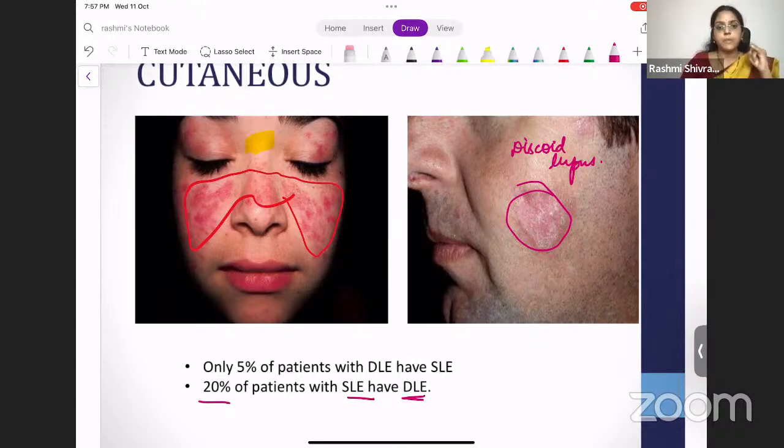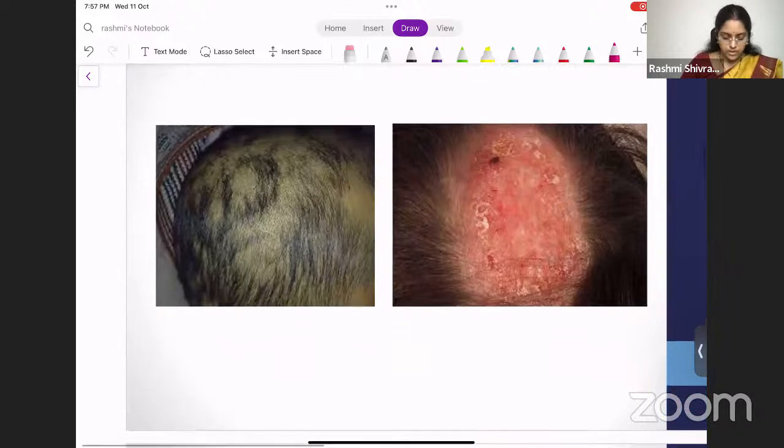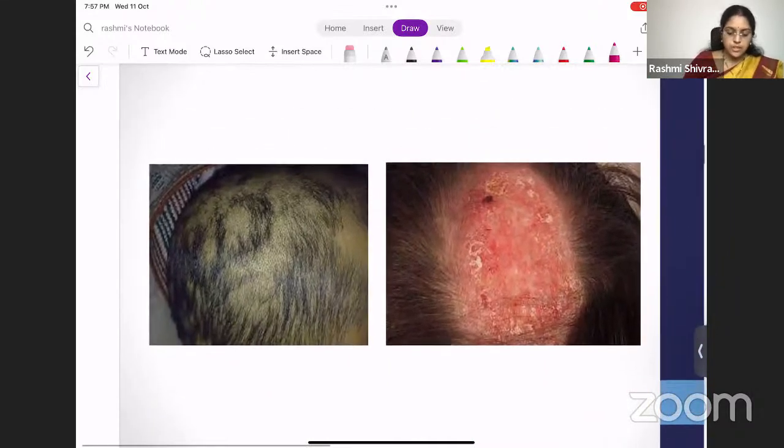Okay, so what you need to remember about this malar rash, it is photosensitive and it spares a nasolabial fold. Right, this is very, very important. Photosensitivity is very, very important. Discoid lupus will be scarring. Right. So we saw some of the other things.